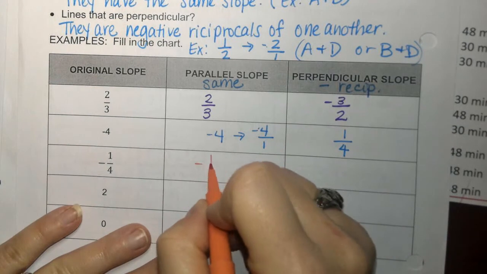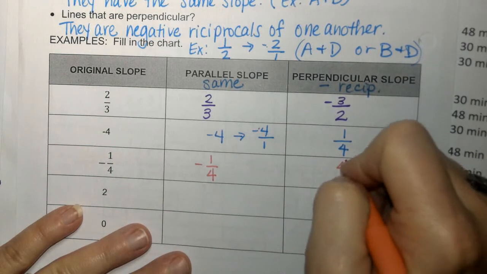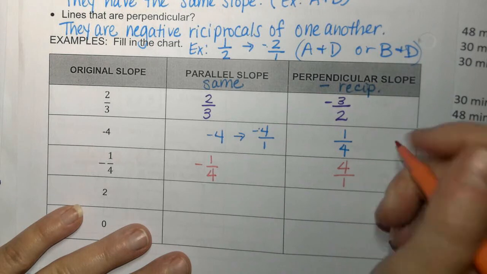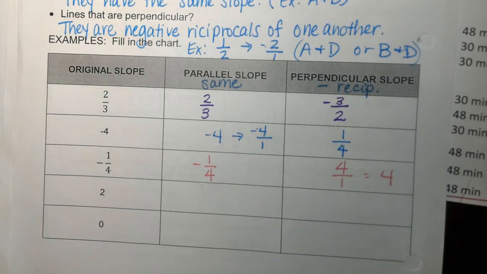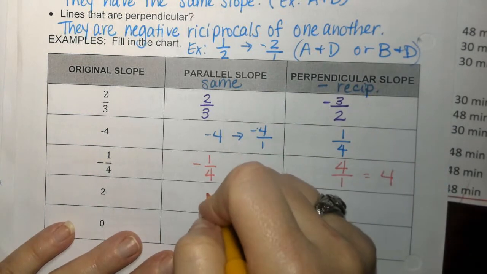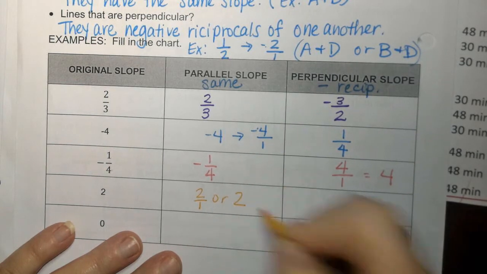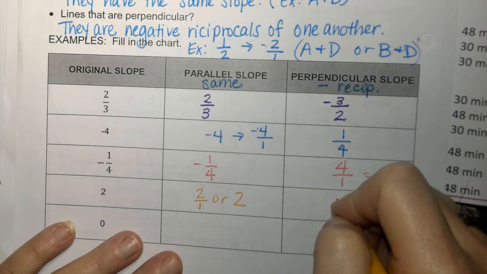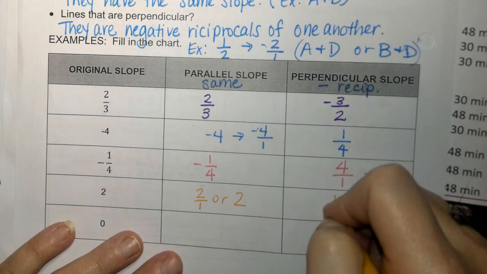Okay, so -1/4 would be a parallel slope to this original slope, -1/4. And then we flip the slope, so it'll be 4/1, and it is positive, so we know that also equals 4. Two, we can write this as 2/1, or just 2. So it's the same thing, it's parallel. And then the perpendicular slope of that line would be 1/2, you flip it, and then make it negative.